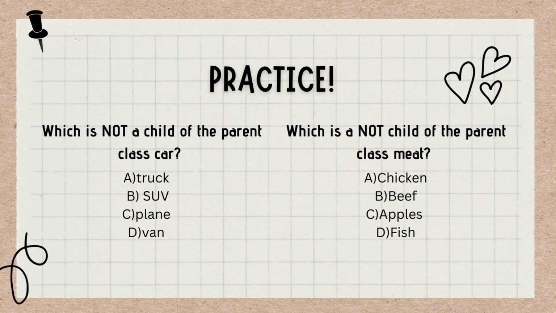So now let's do some more practice questions. Which is not a child of the parent class? A, truck, B, SUV, C, plane, or D, van? And which is not a child of the parent class meat? A, chicken, B, beef, C, apples, or D, fish? You can take a few seconds to think about that.